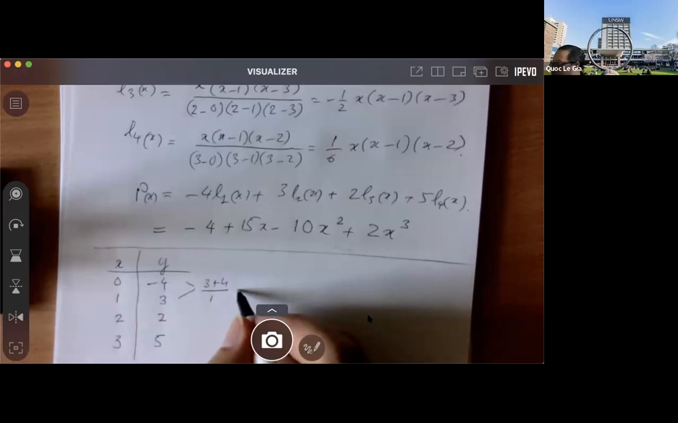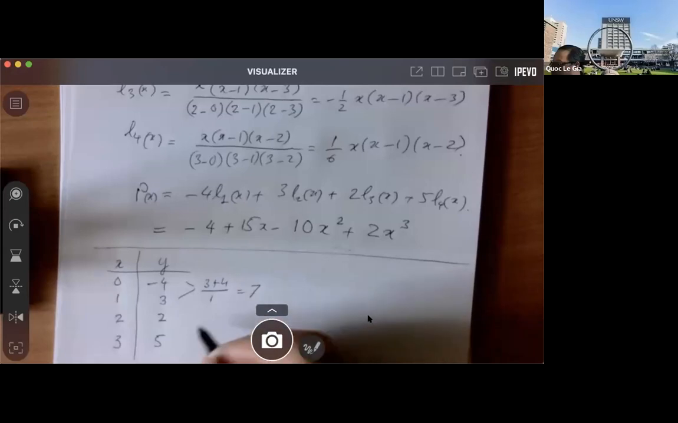Then for the next column, you have minus 1, minus 7, divided by, you go this way, so 2 minus 0. So 2 minus 0, just minus 4.